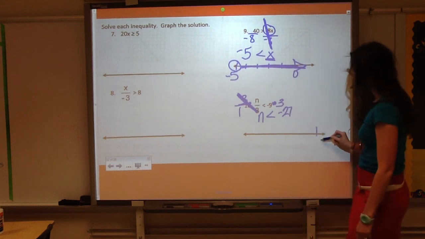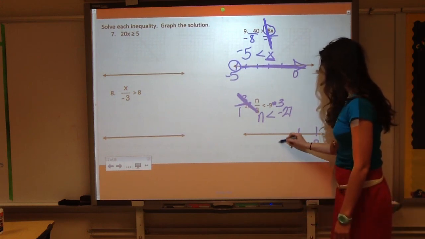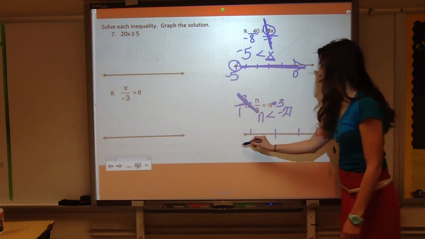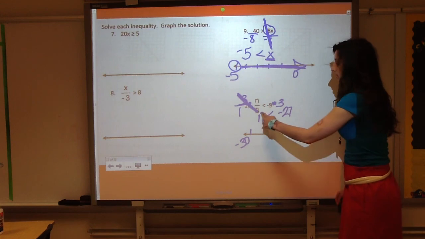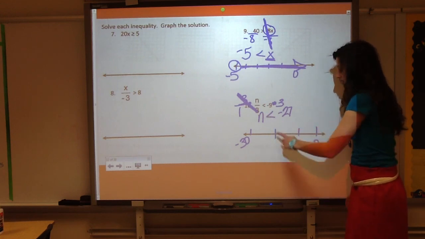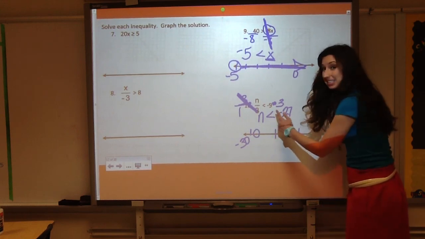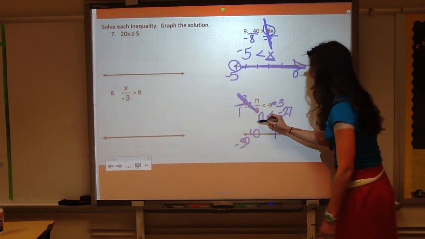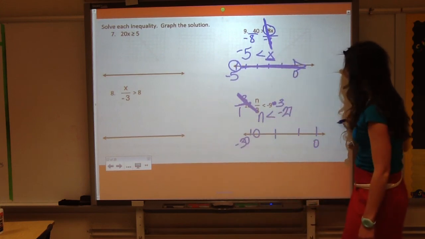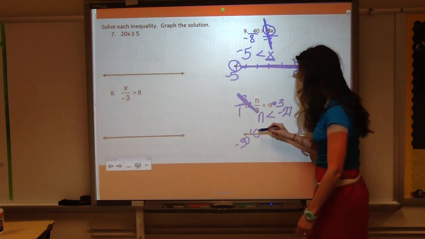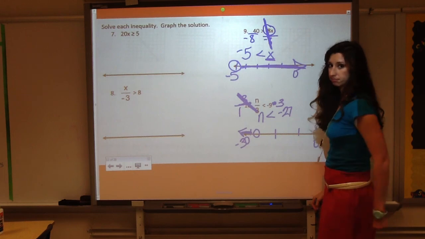So here we go. My 0 is way over here. I'm going to count by tens. 10, 20, 30 in the negative direction. And I'm not quite to 30, but I'm pretty close. It says n is less than. That means I'm putting my circle close to the 30, and it's less than, smaller. Is it smaller this way, negative numbers, or is it smaller this way, big numbers? Smaller goes more negative. Done.